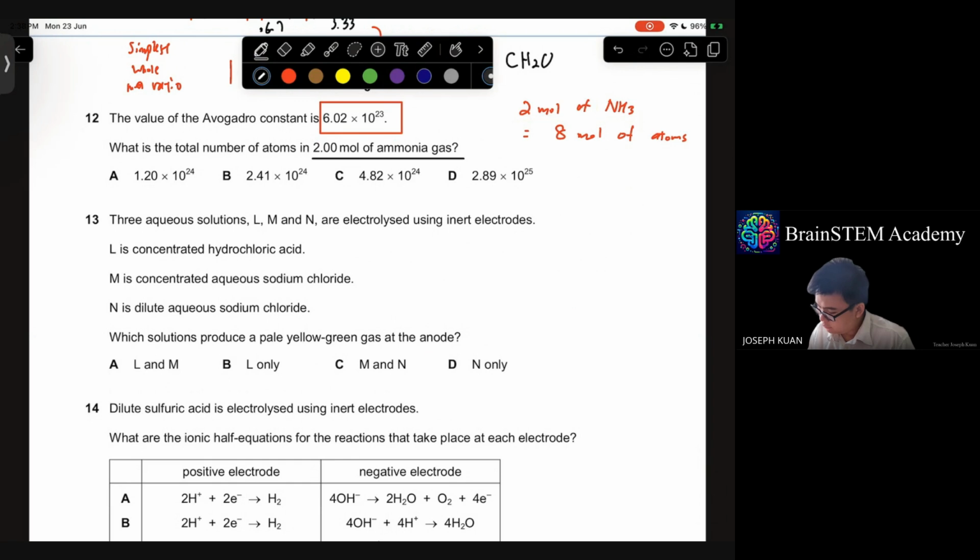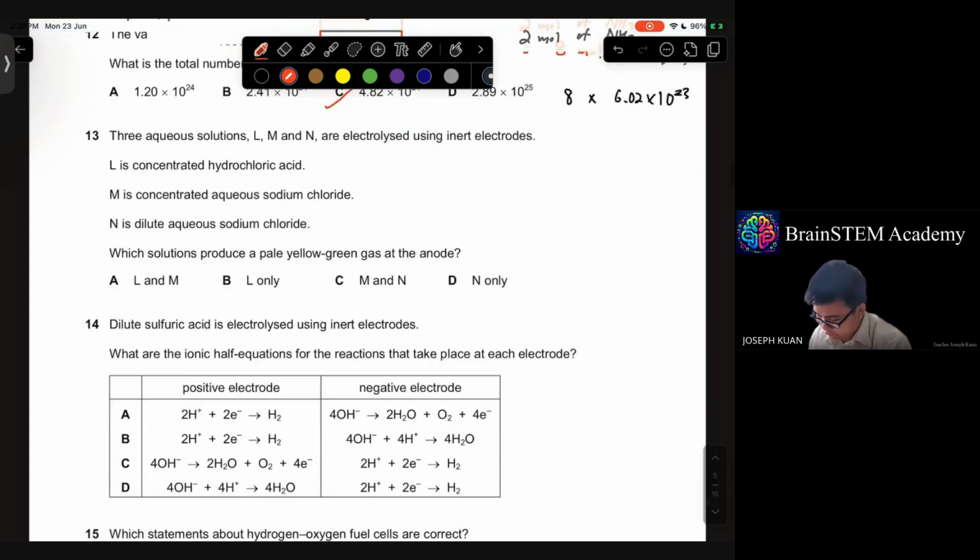Using this, we take the mole and multiply by the Avogadro's constant, as Avogadro's constant represents how many particles are there in 1 mole of a substance. So mole is basically this number, and by multiplication, we can just find the answer straight away. You should get 4.82 times 10 to the power 24 atoms. So C is the answer.